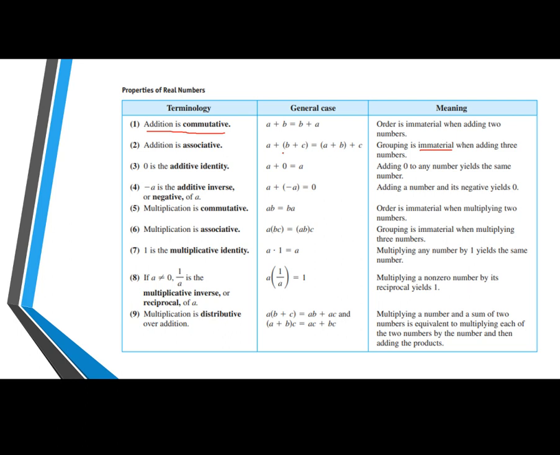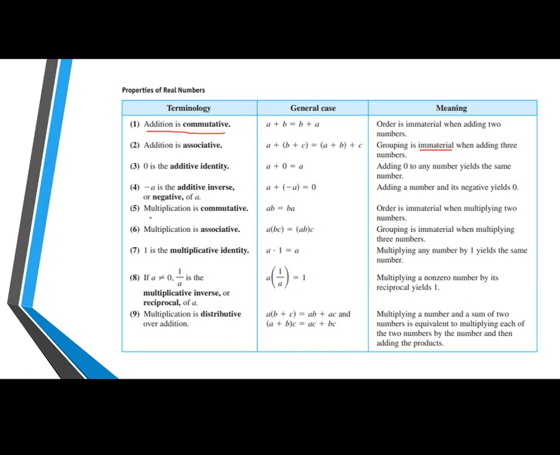So 0 is the additive identity. So A plus 0 is equal to A. So adding 0 to any number yields the same number. Negative A is the additive inverse or negative of A. So A plus the quantity negative A is equal to 0. So adding a number and its negative yields 0.